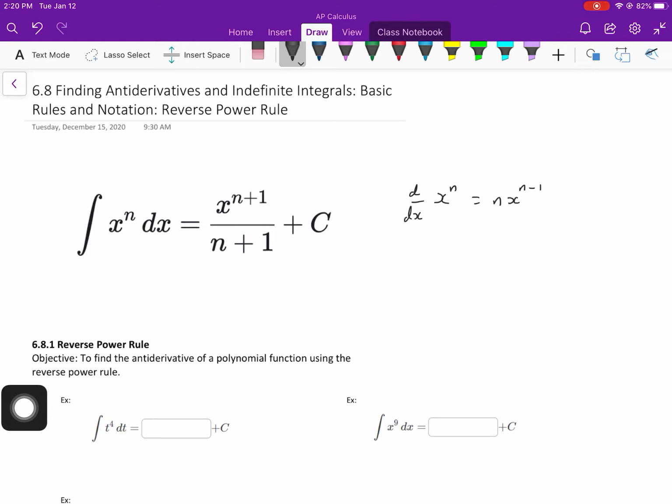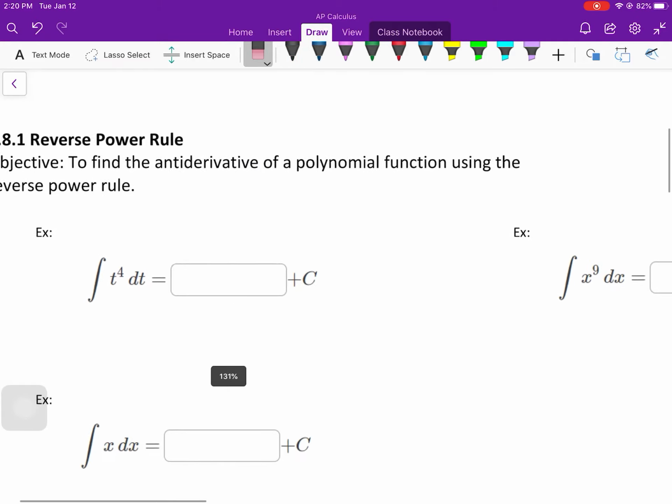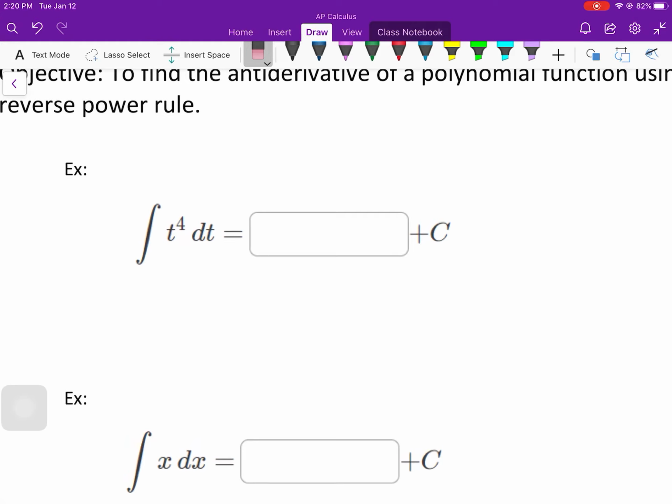So the idea, once again, is if we had to multiply in the derivative power rule, we're going to divide this time. If we had to subtract 1 from the exponent, we're going to add 1. And we can always double check our answer. So our antiderivative here is going to be t. We're going to put 4 plus 1 is 5, and then we're going to divide by that current exponent.